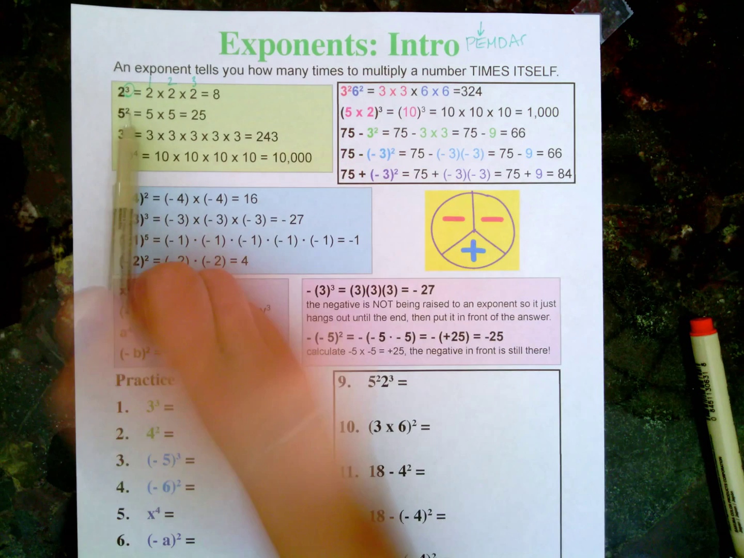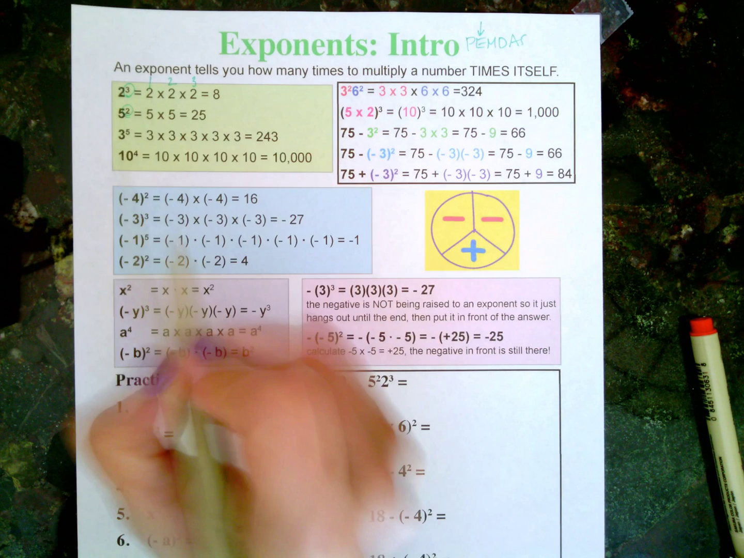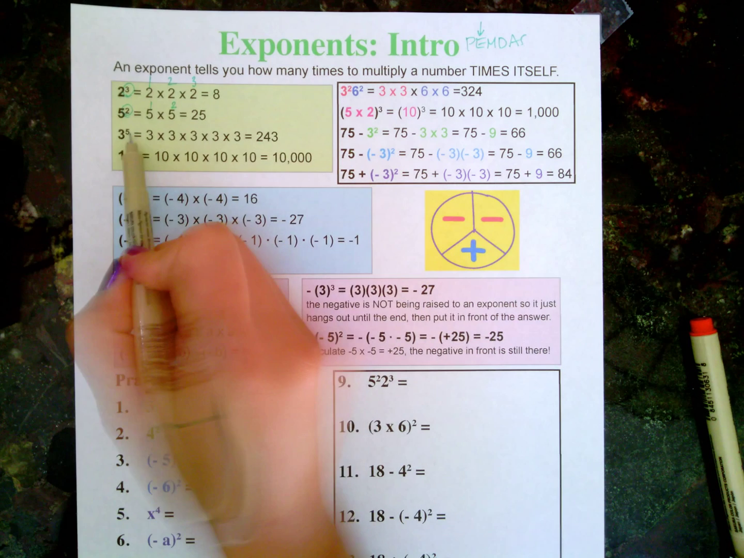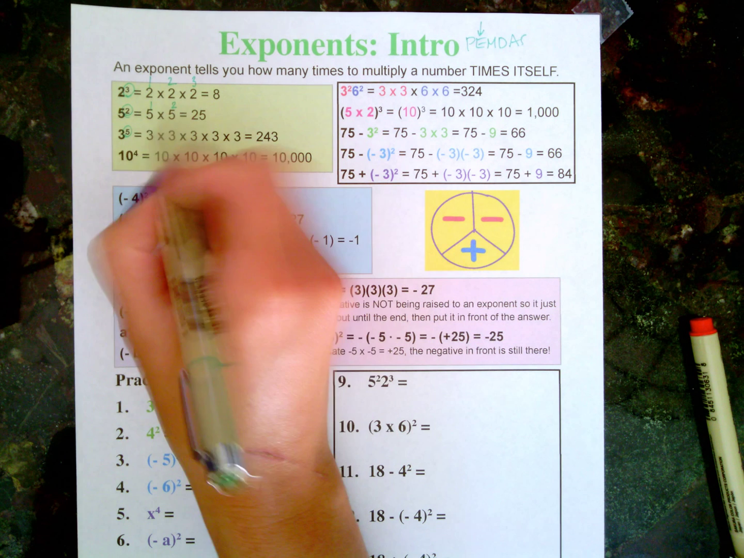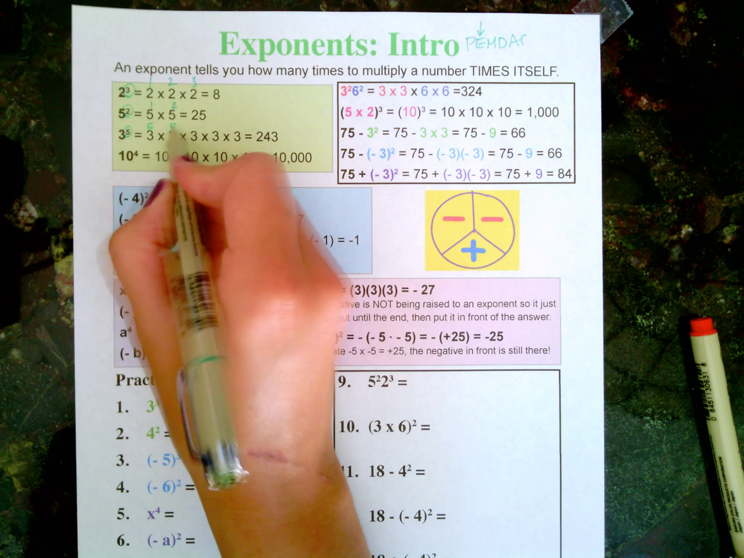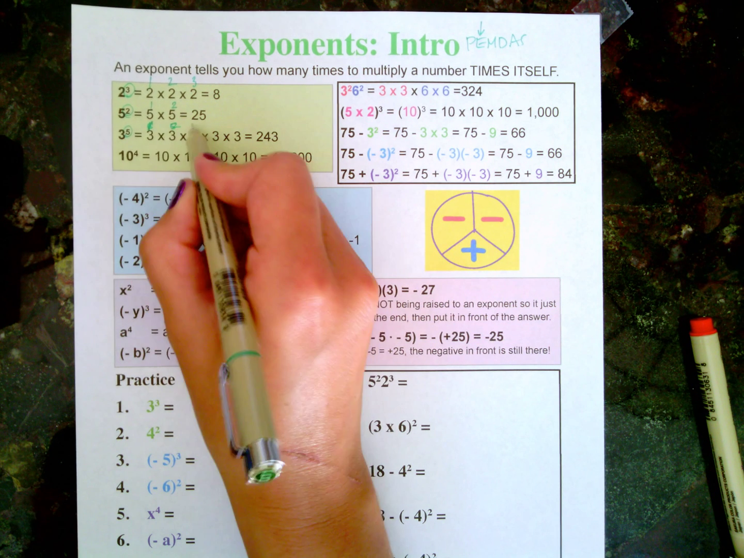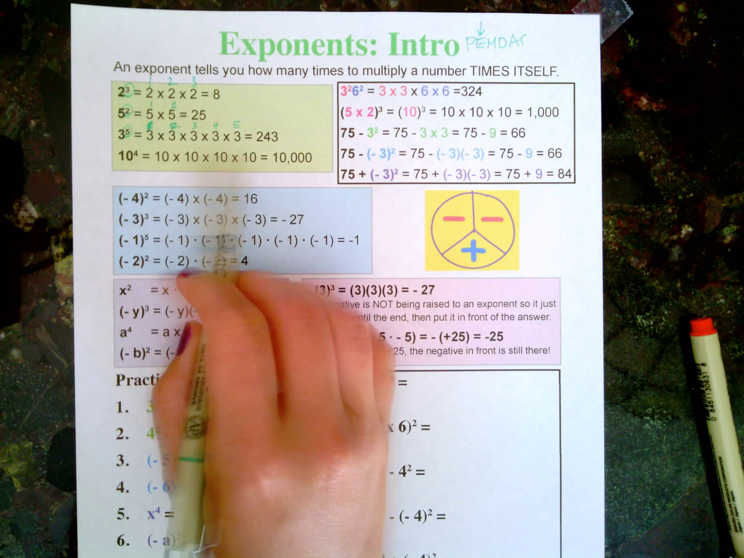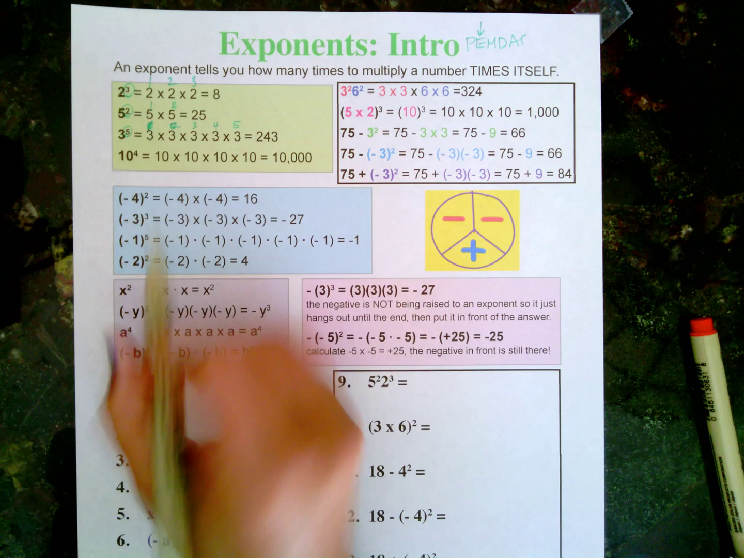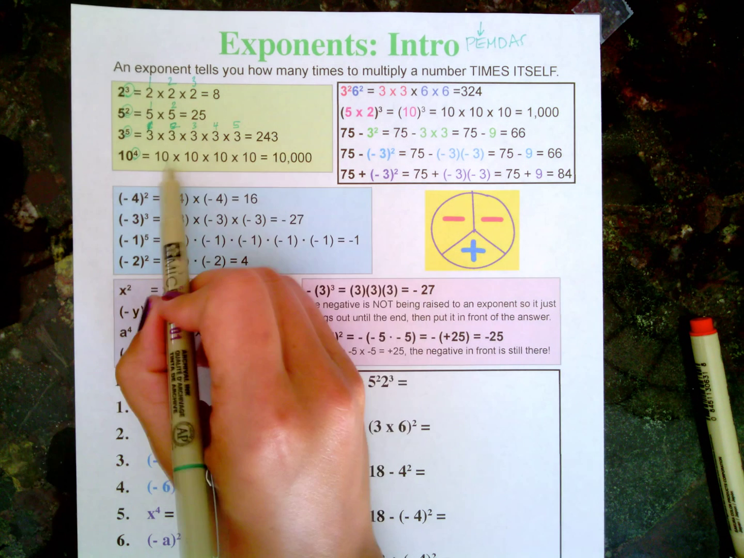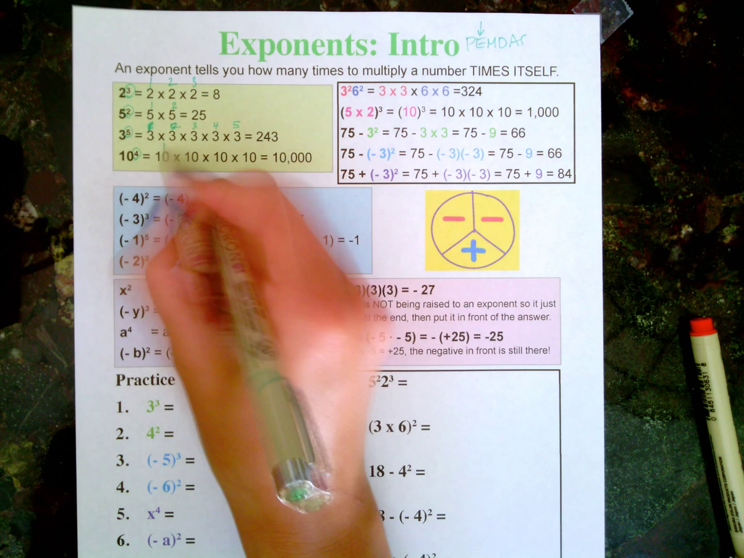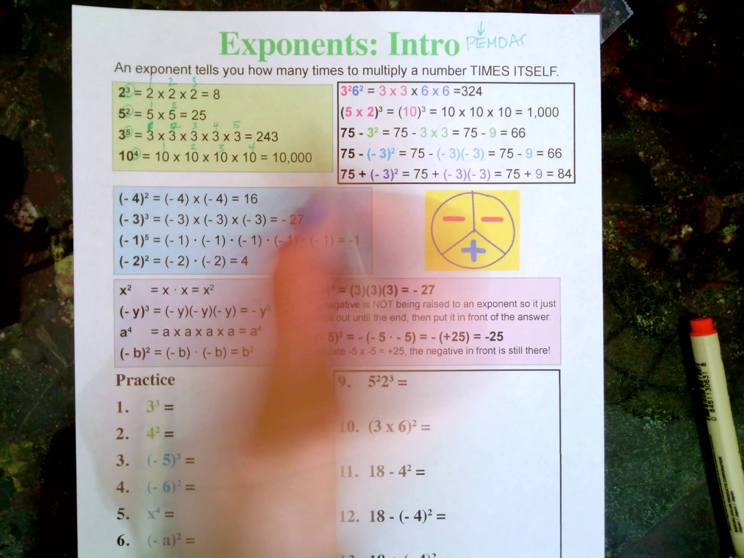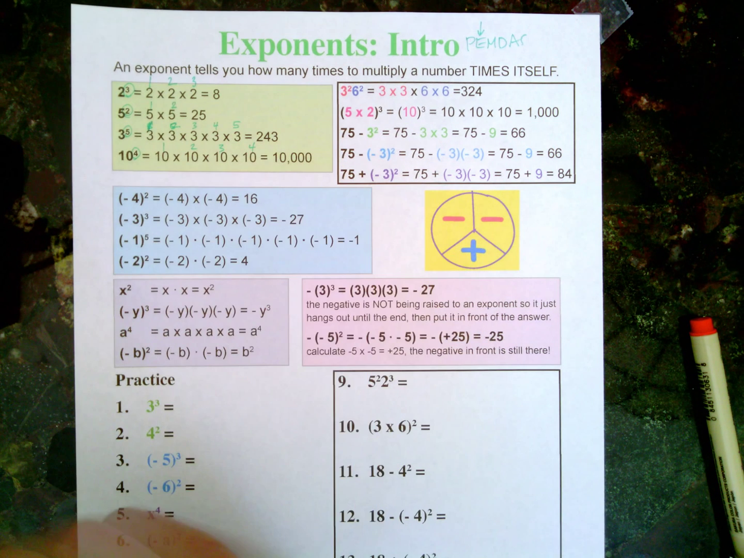Here we have 5 squared. There's 2 5s. So here's 1, 2. 3 to the 5th power. We need 5 3s times each other. 1, 2, 3, 4, 5. So we've got all 5 of these. When you multiply them out, you get 243. 10 to the 4th. 10 times 10 times 10 times 10. 2, 3, 4. 4 of them equals 10,000.